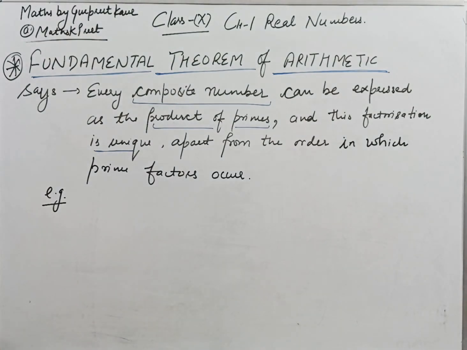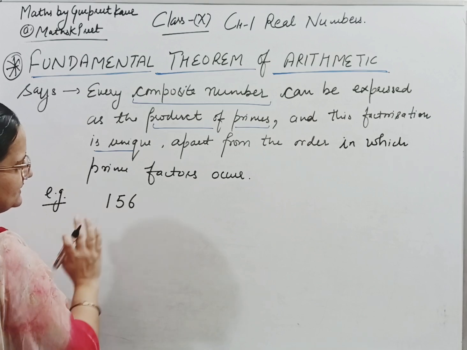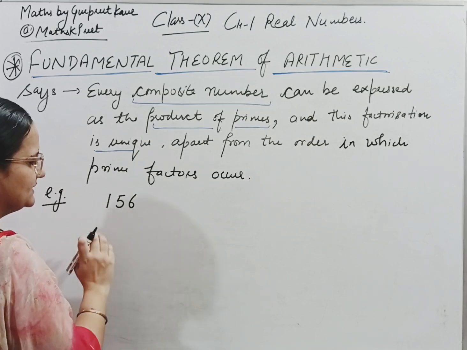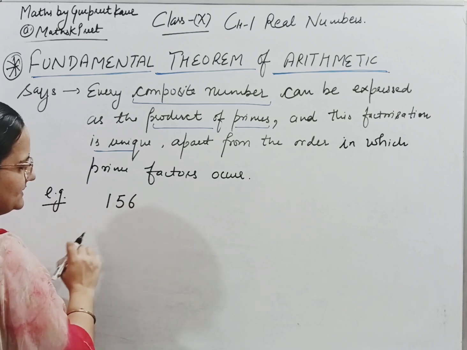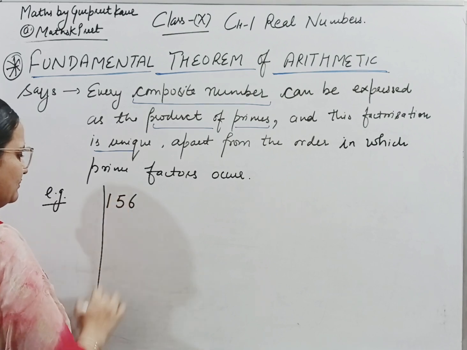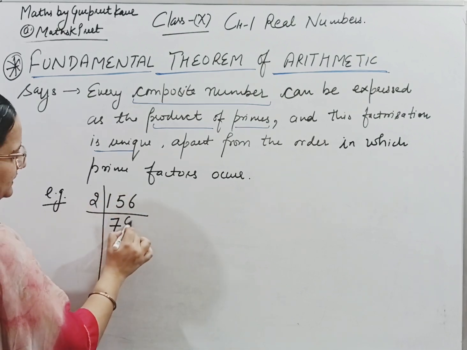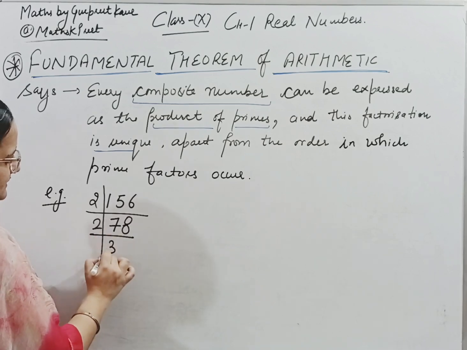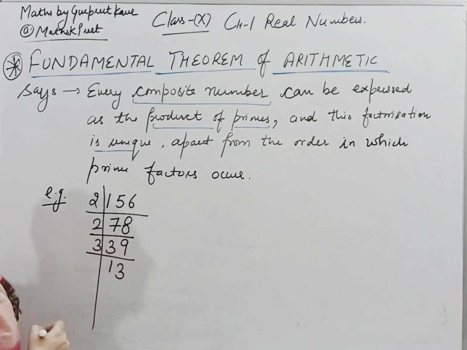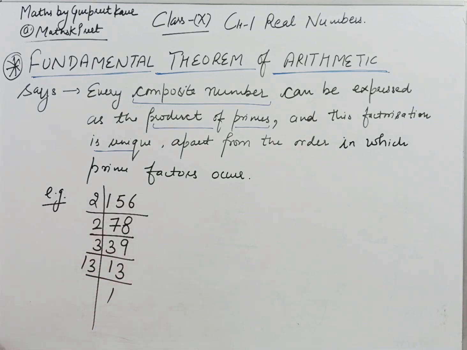For example, say I am taking the number 156. Clearly this is a number that has more than two factors, that has factors other than 156 and 1. Why? Because it is ending at 6, so at least it is divisible by 2. So if I do prime factorization for this number, 2 7s are 14, 2 8s are 16, 2 3s are 6, 2 9s are 18, 3 1s are 3, 3 3s are 9. This is going on 13 only. Why? Because 13 is a prime number.